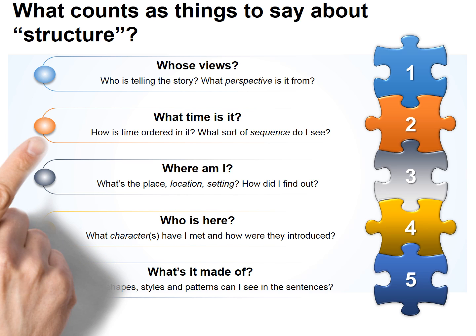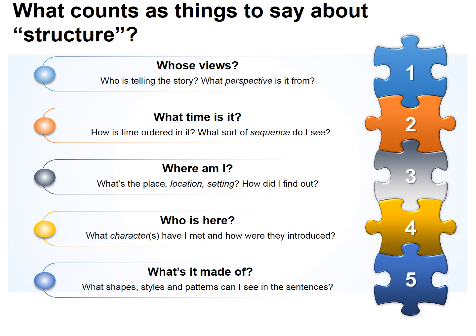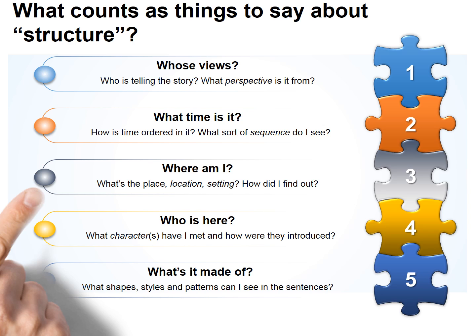Next, what time is it? So the most obvious element of structure is how is time ordered? In other words, what's the sequence of events and why are they told in that particular way? Next thing, where am I? What's the place, the location, the setting? So that includes time as well. And how do you find these things out? Where do you find them out as well in the text?